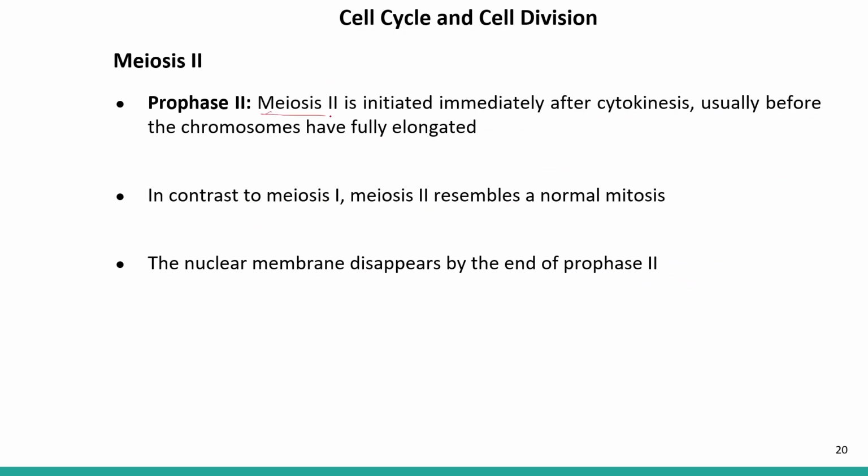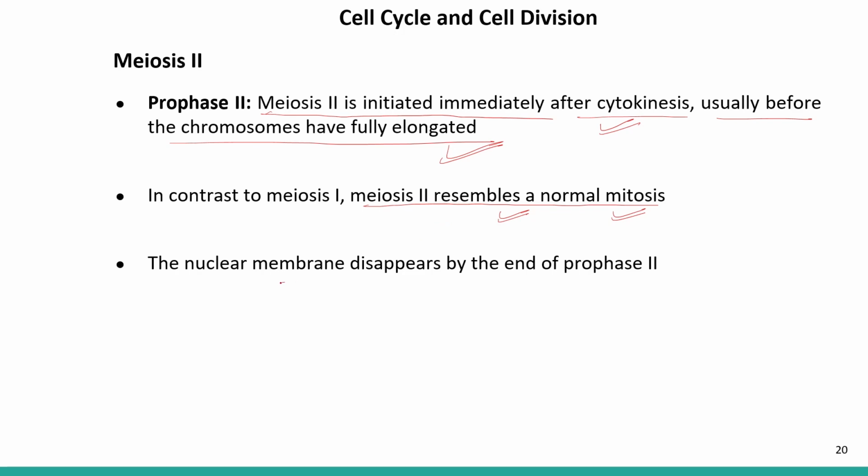Prophase 2. Meiosis 2 is initiated immediately after the cytokinesis, usually before the chromosomes have fully elongated. So in the meiosis 2, what happened? It is initiated immediately after the cytokinesis. In contrast to meiosis 1, meiosis 2 resembles normal mitosis. It is very simple, and you can see what happens in mitosis. The same is occurring in meiosis 2.